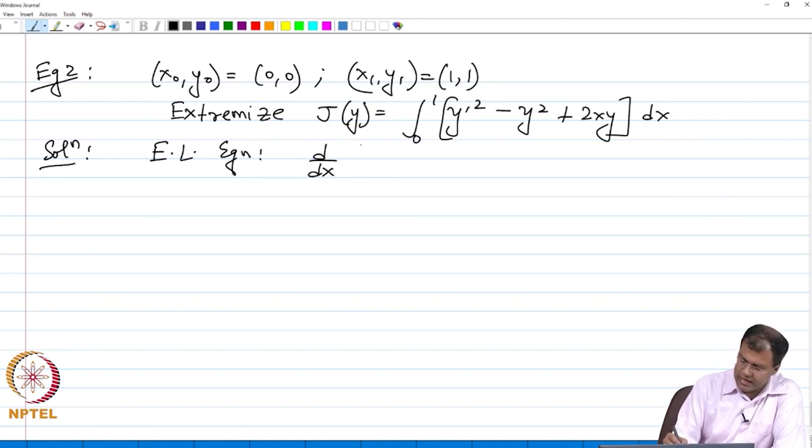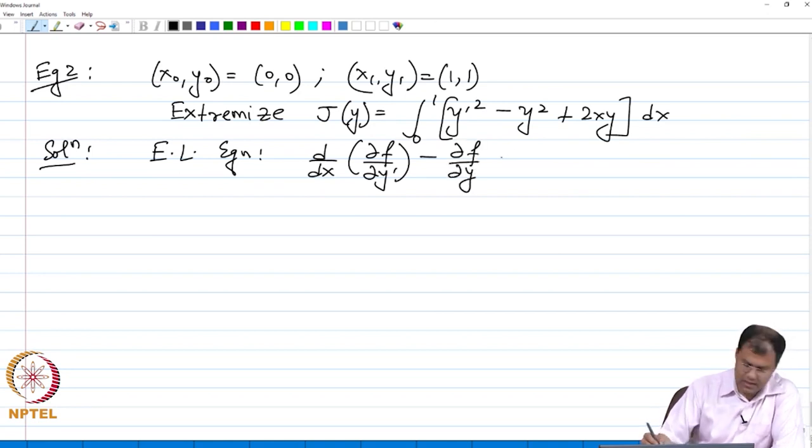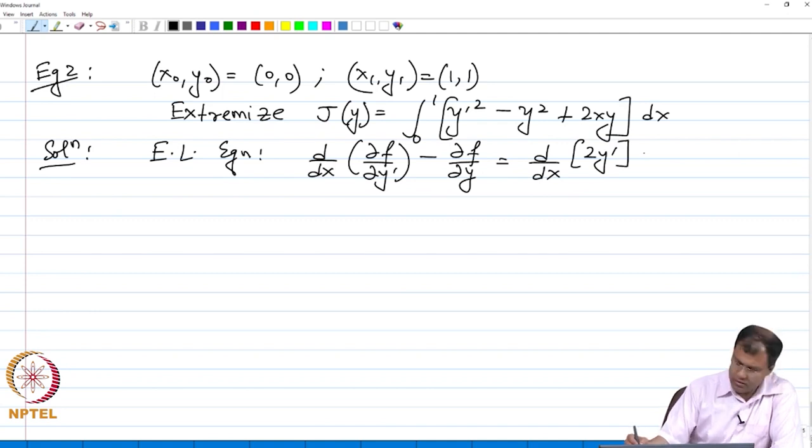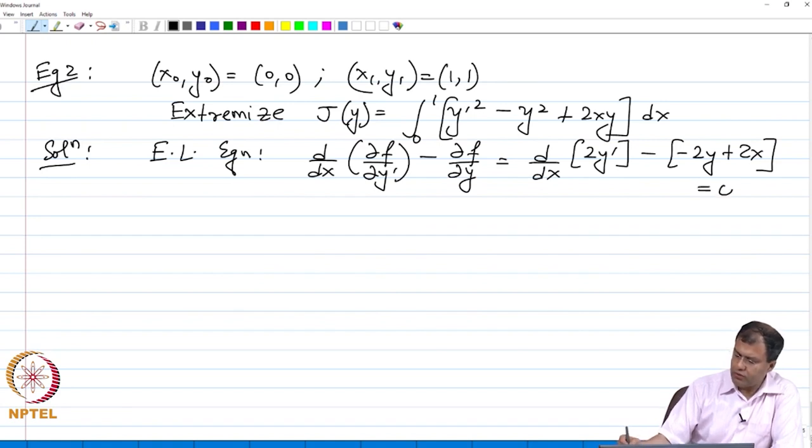So again we use Euler Lagrange, and when we use the Euler Lagrange equation we see that this is d/dx of del f del y prime minus del f del y, which is equal to d/dx of 2y prime, taking all the necessary derivatives here, minus of minus 2y plus 2x, and we set this equal to 0. We see that the equation reduces to the following linear ODE, y double prime plus y is equal to x.